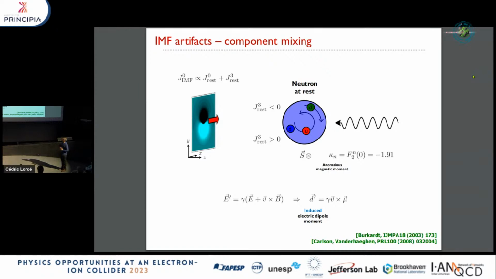And this can be understood also from a different perspective. If you remember how electric and magnetic fields transform under a Lorentz transformation, if you start with zero electric field in the rest frame and only magnetic field, in a boosted frame you have an induced electric field. And the same if you have a magnetic dipole moment in the rest frame. If you look from a moving frame, you will have an induced electric dipole moment. That's exactly what you see here. So this physics is clear.